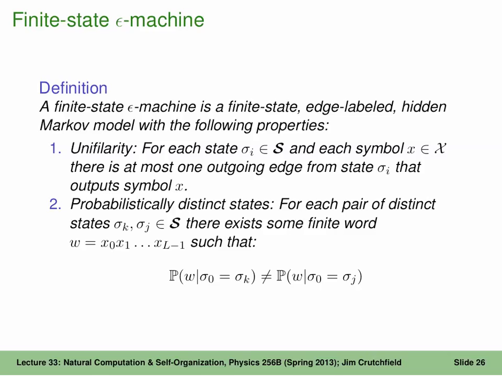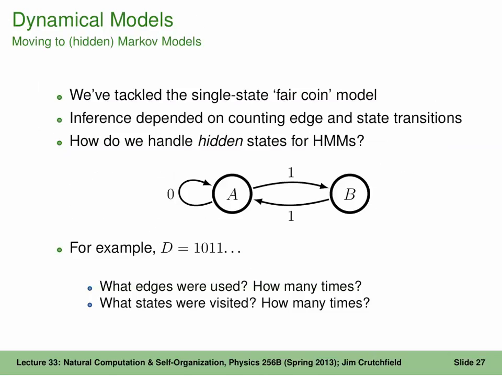This, in terms of saying that it's an epsilon machine or not, is something to be tested and looked at. Okay, so how do we actually do the edge counting? So we've seen the fair coin model, and we're thinking about counting edges and counting state transitions. Now, how do we handle hidden states?